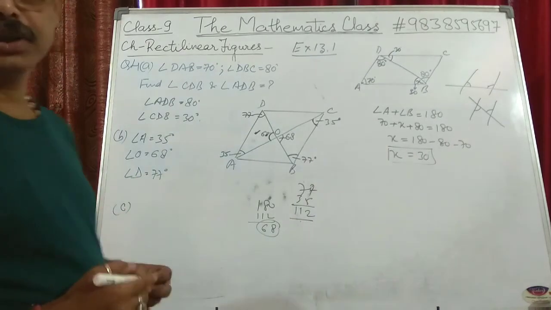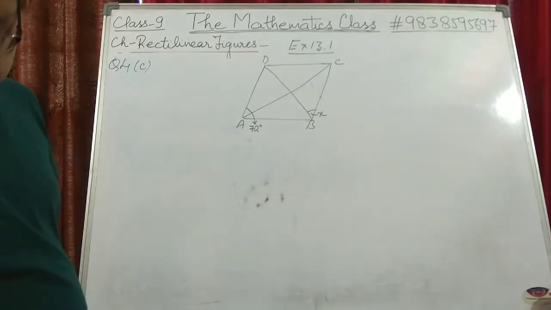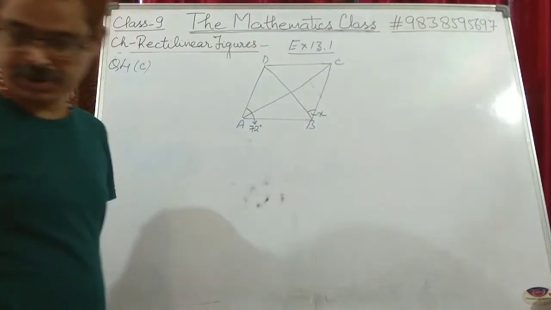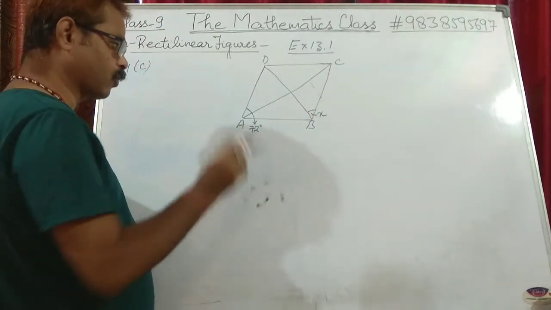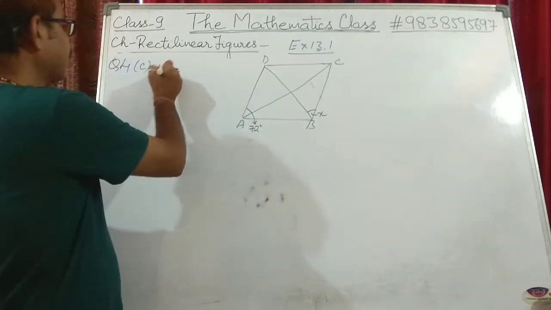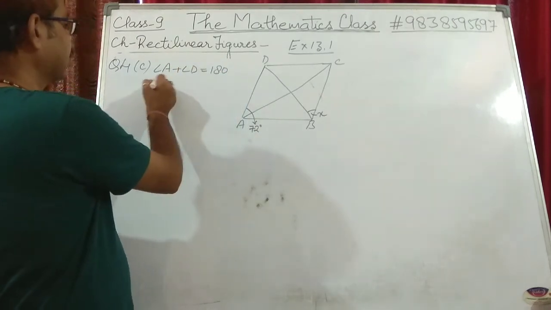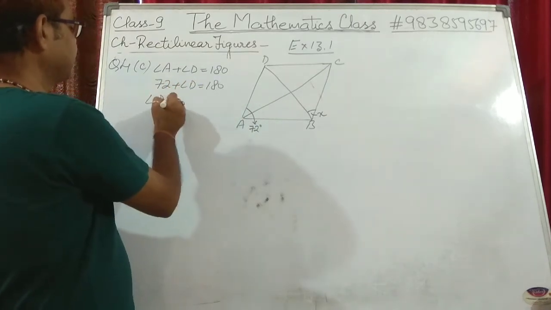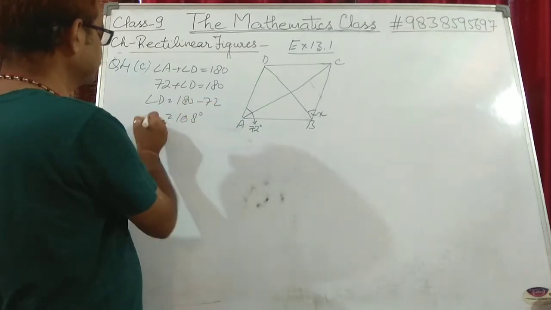Now we move on to the third part of the question. In question number 4C part, they say that in figure 3 given below, ABCD is a rhombus. We have to find the value of x. Now we know that a rhombus is also a parallelogram. It means angle A plus angle D will be 180 degrees. Angle A is 72 given. Angle D we will write as it is. So angle D comes out to be 180 minus 72, that is 108 degrees.